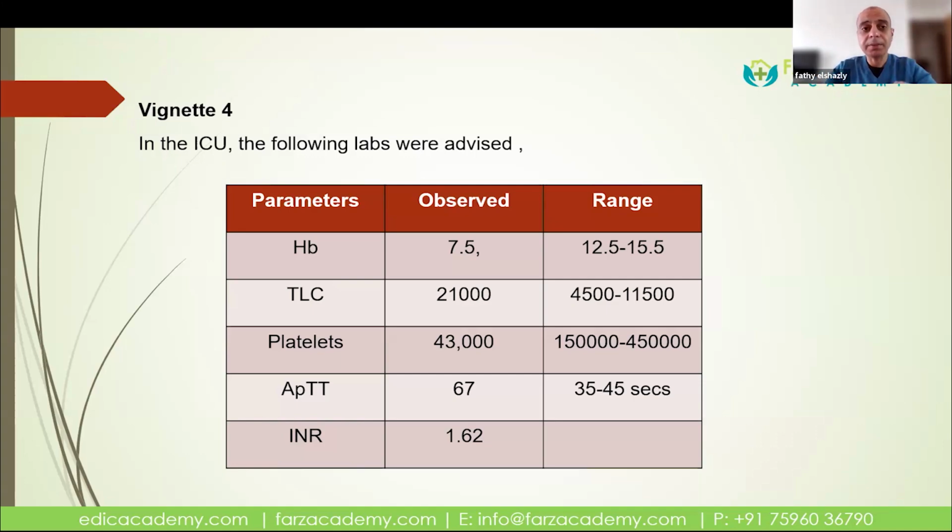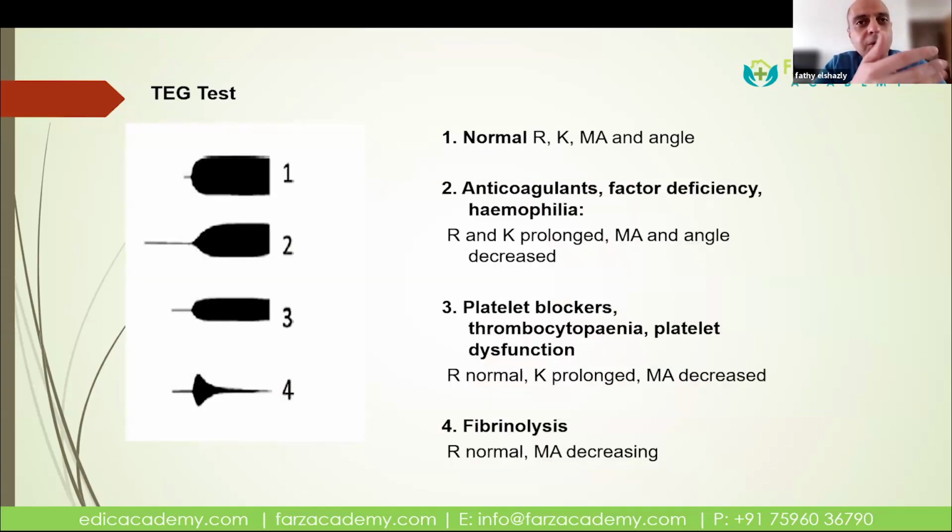I would need, as mentioned, thromboelastogram, TEG, or ROTEM, in order to help me decide what kind of blood components or drugs, for example, or even if needed, tranexamic acid or something like this. So now these are the different TEG reports. Can you describe what the different TEG reports are? 1, 2, 3, and 4.